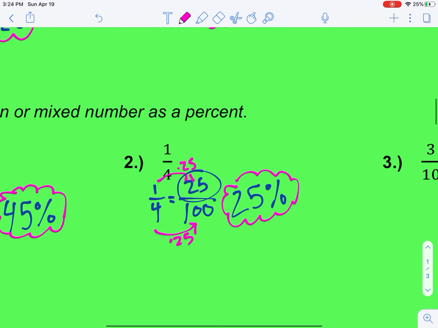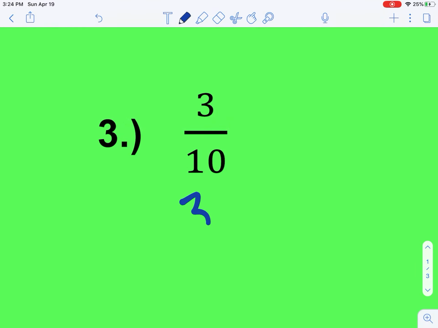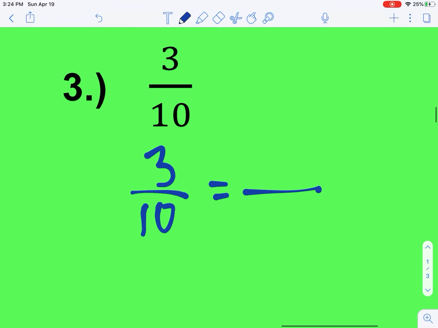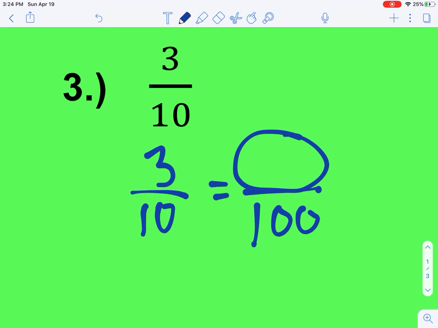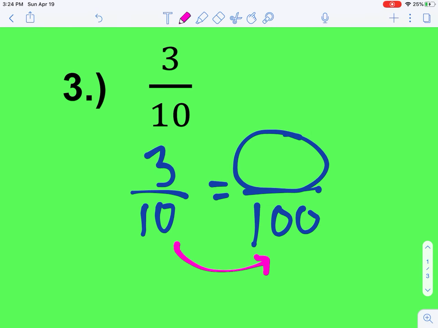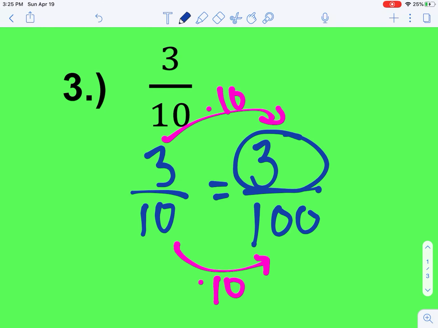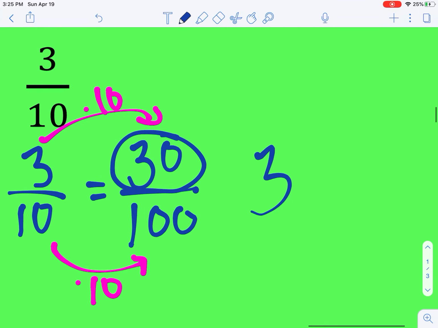All right, last problem to do with you today. I have 3/10. So I'm going to rewrite my fraction 3/10, and I want to write it as a percent. So I want my denominator to be 100. So then whatever I get up here on my numerator, I know that that's going to be my answer. So I need to figure out, how do I go from 10 to 100? Well, 10 times 10 is 100, which means I also need to multiply that 3 by 10 as well, because whatever I do to one thing, I need to do to the other. And 3 times 10 is 30, so my answer is 30%.